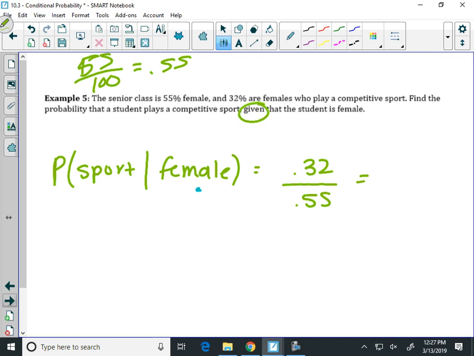So what do we get when we do 0.32 divided by 0.55? 0.58. If you left it as 0.58, that's fine, but just multiply it by 100, and that will give it to you as a percent, 58%. So 58% of the females play competitive sports. Questions over that?